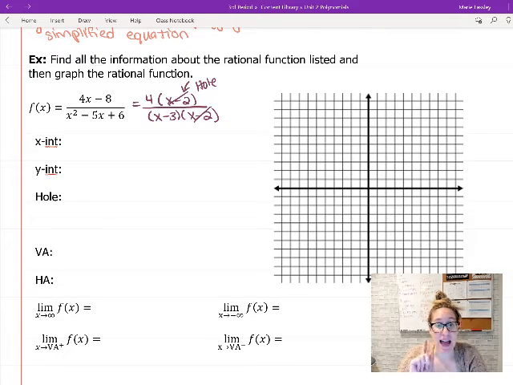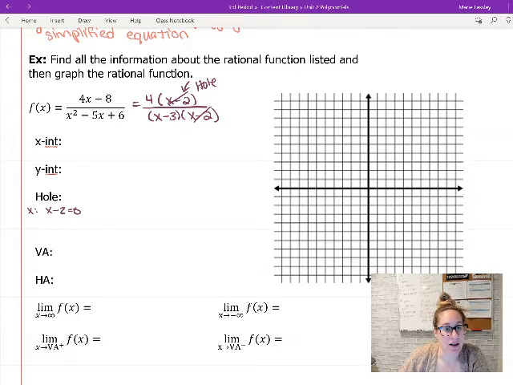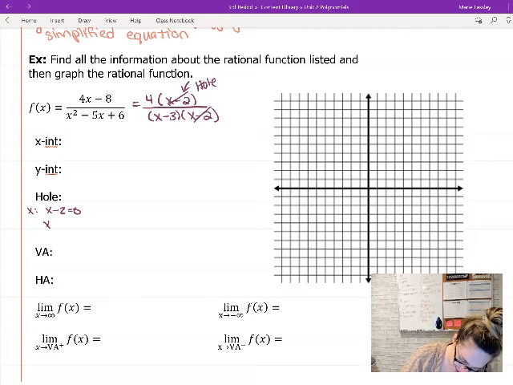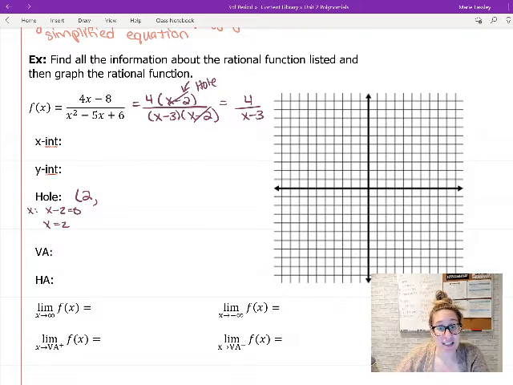All right, now the x value for my hole comes from whatever number would have made this factor equal 0. So all I have to do is take x minus 2, set it equal to 0, and solve for x. So that's going to give me x equals 2. So I have a 2 for the x value of my hole. Now I'm going to rewrite it simplified. So that's 4 over x minus 3. That's all I have to deal with now for the rest of the problem. I don't have to go back to the original for anything.